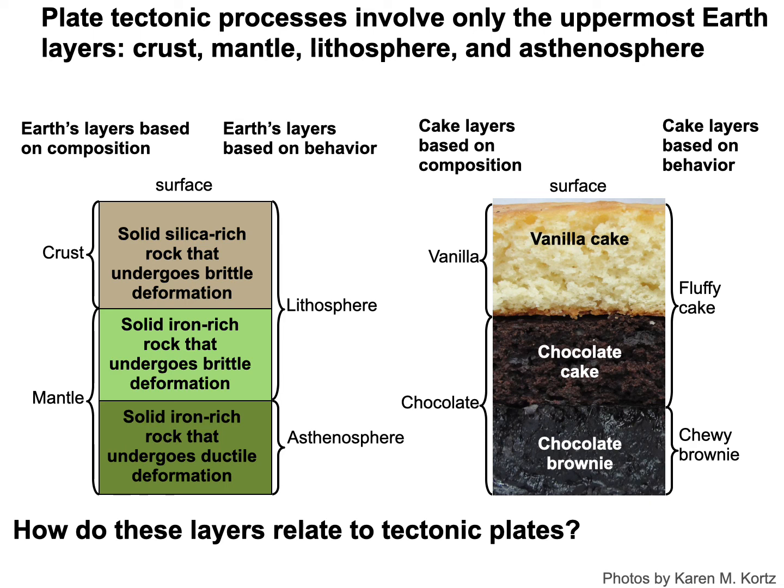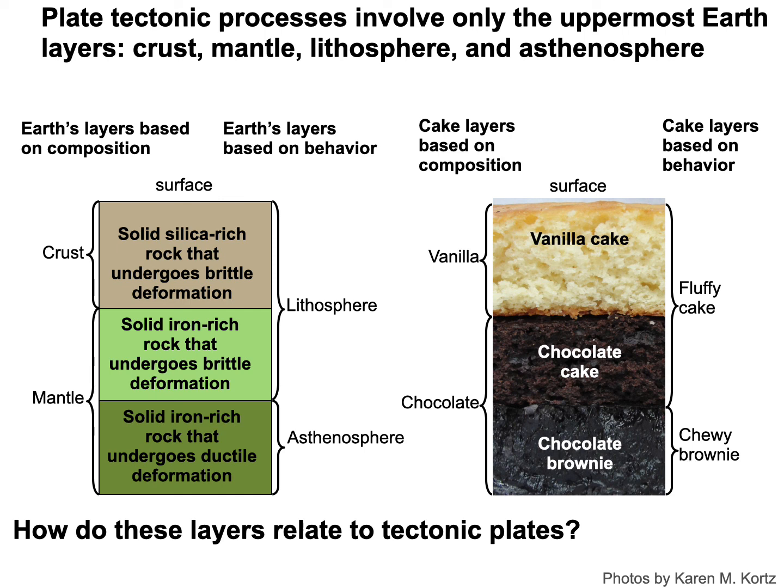The two chocolate layers have the same composition but different behaviors. The one on top is fluffy cake and the one below it is chewy brownie. Similarly, the upper part of the mantle is brittle, but the next layer of mantle down is ductile. Hopefully this is providing food for thought. Sorry, couldn't resist the bad pun. And if you'll learn about me and geologists in general, it's that we really like food analogies, or maybe we just really like food.